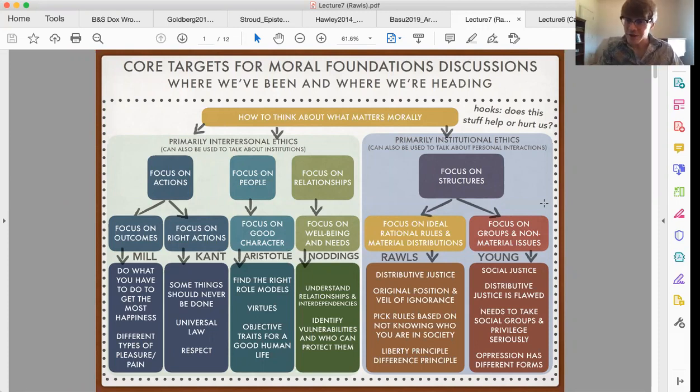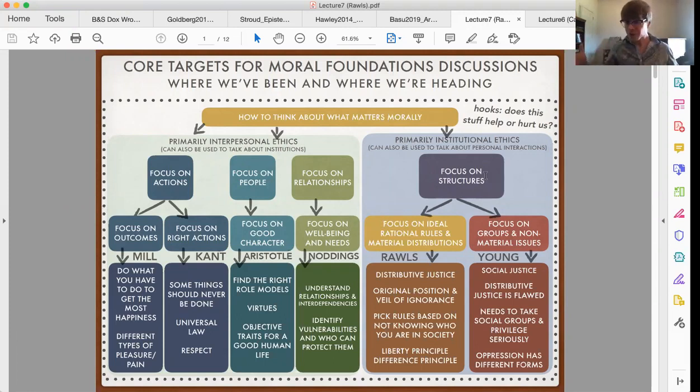Today, we're going to be talking about John Rawls's social contract theory and distributive justice. Recall we've been looking at our map of ethical theories, and today we're looking at Rawls and distributive justice, and moral theories that focus primarily on institutional structures, right?